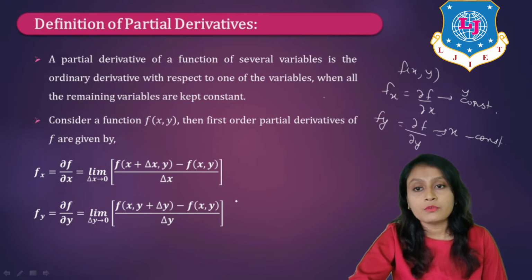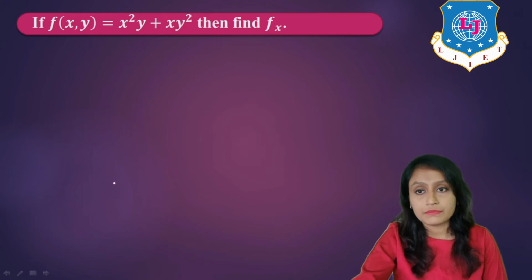So whenever we have to solve a derivative using the definition method, if we want to find fx, what we will do is find this limit. For this, in place of x we have to write x plus delta x, and we have to simplify this limit. To find fy, that is partial derivative of function f with respect to y, we will apply this formula. So let's begin with an example.